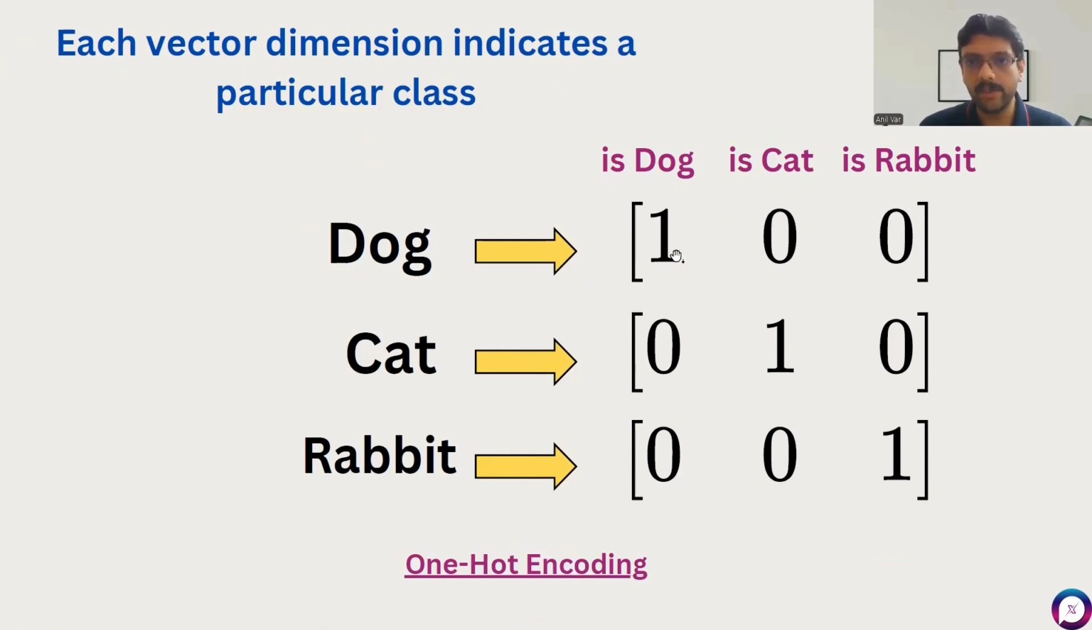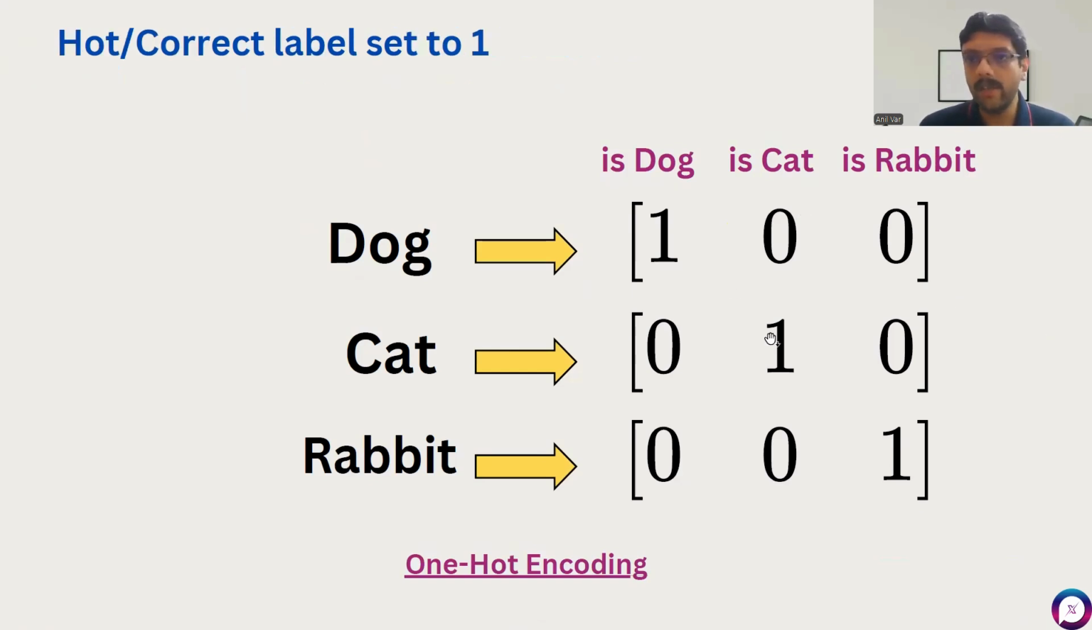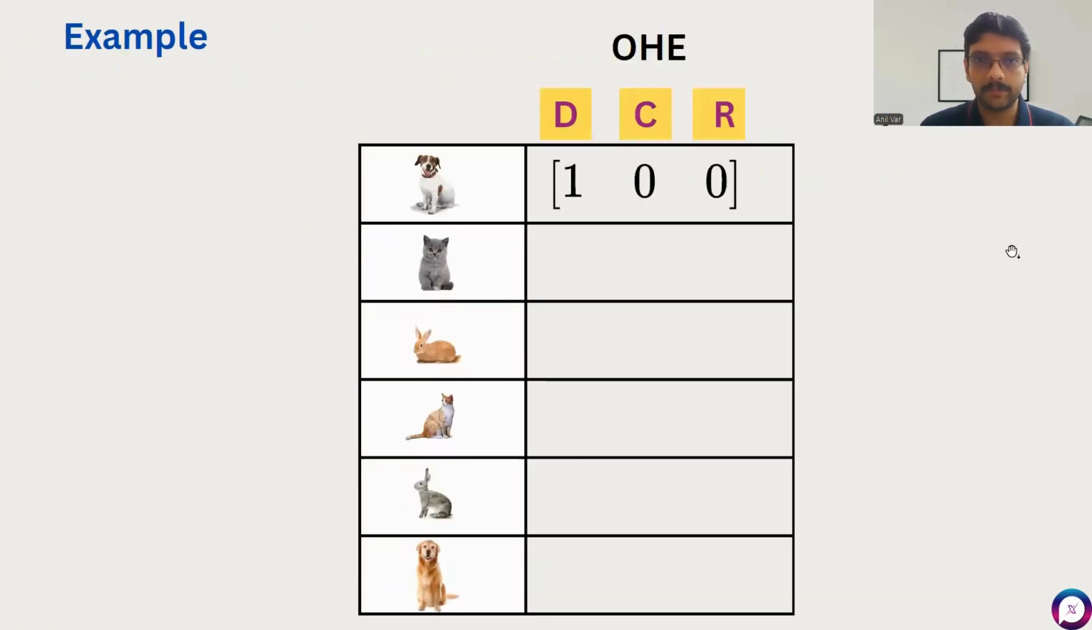So each vector dimension actually represents the class that it belongs to. Only one value in that vector is set to 1, the others are set to 0. The thing set to 1 is the active value. So let's now take the images we had, but replace the labels with the one-hot encoding.